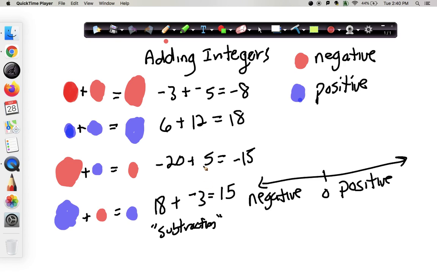And tomorrow in class we're going to talk about something called a zero pair. And that's as far as we got today, Tuesday, September 28th.